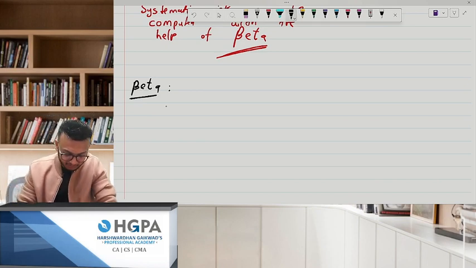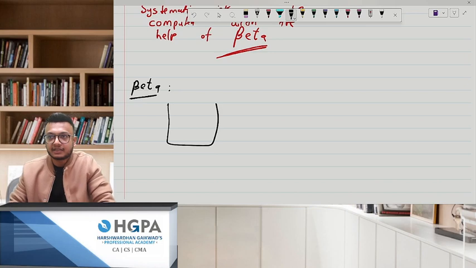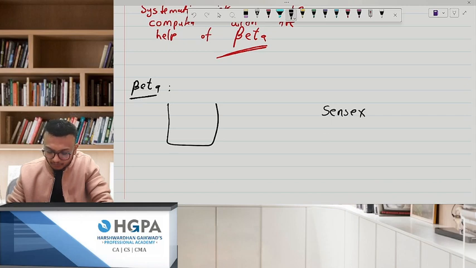Very simple. You have your portfolio consisting of many securities, and there is this market. Now, market means what? Market means Sensex and Nifty. What is the meaning of Sensex?